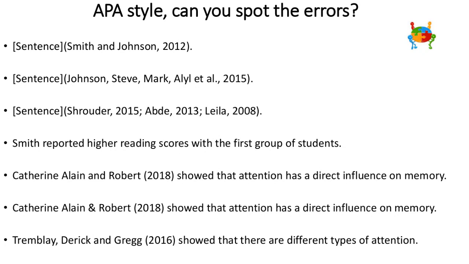Catherine, Aline, and Robert 2018 showed that attention. Well, this is an in-text citation. You have to use "and" here. So let me just point out where I am here. So this is supposed to be without Catherine, and it has to have "and" at the end. That's correct. But this one has to have the "and" taken out. It should be this one. Yeah, and don't need the first name. That's correct.